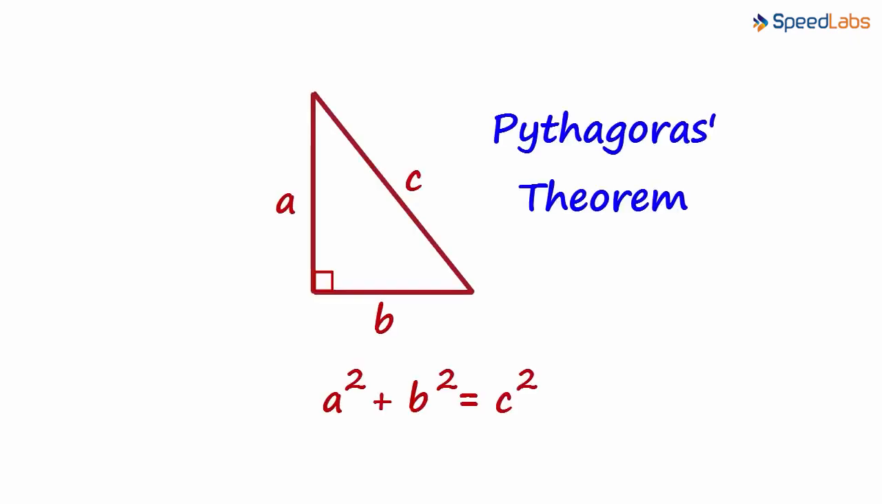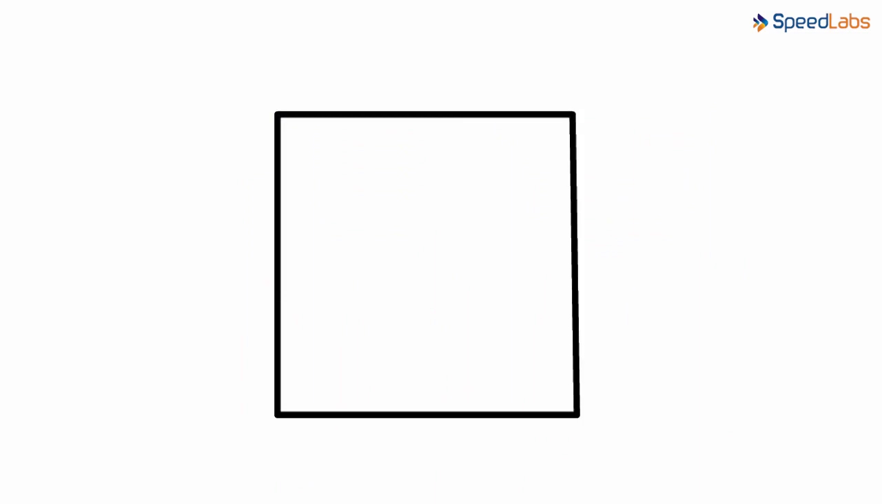The Pythagoras theorem can be proved in many ways, and we have already seen one previously. Here, let's look at another way in which we can prove it. It's relatively easy. Let's draw a square with the length of all its sides equal to c units.